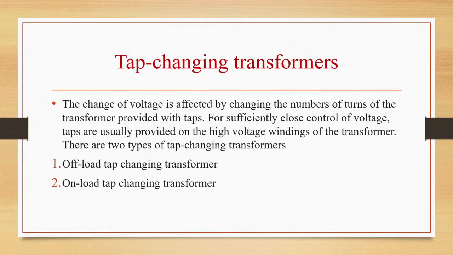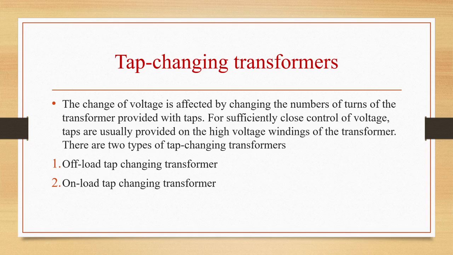Tap changing transformers. The change of voltage is affected by changing the number of turns of the transformer provided with taps. Okay, tappings will be provided on the transformers, so that we can get the required value, whatever value we want, according to that tapping. For sufficiently close control of voltage, taps are usually provided on the high voltage windings of the transformer. There are two types of tap changing transformers: off-load tap changing transformer and on-load tap changing transformer.